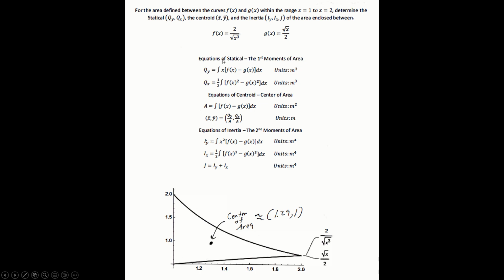and potentially also including your correct units, which inside the statical moments we would have for each value, that would be meters cubed. For the centroid, that would be units of meters, and for inertia, all three of these would have the units meters to the 4th power, meters to the 4th power, meters to the 4th power.